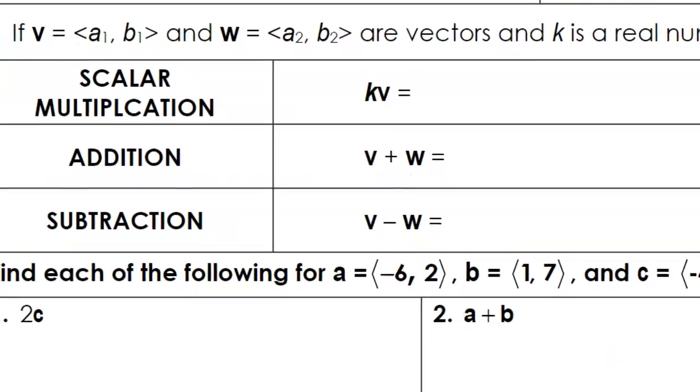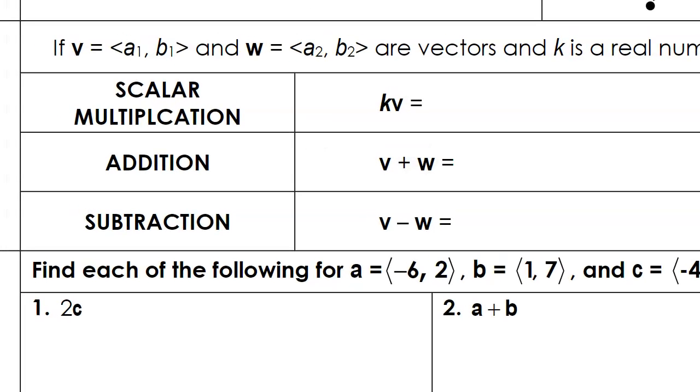So now we're going to write down the definition for each one of these operations. So if we have vector v, this one right here, and we're multiplying it by k, what we're doing is taking the vector in component form, a1, b1, and multiplying both the a and the b by k. You're like distributing it in.